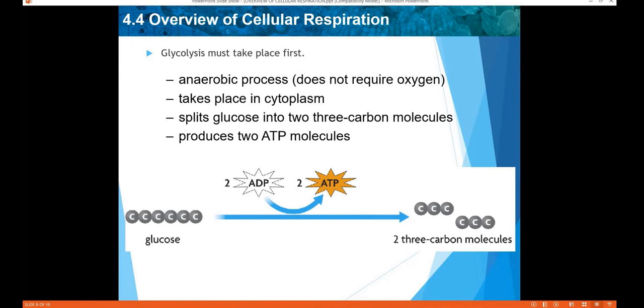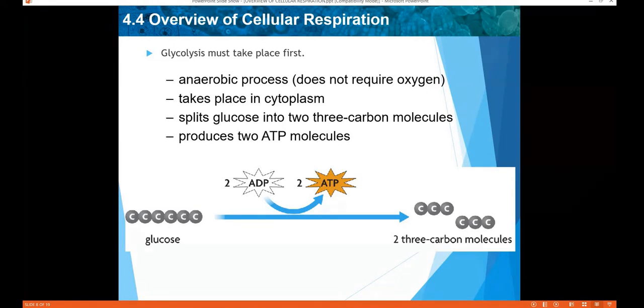What happens during this process? It splits one glucose molecule. You can see the 6-carbon sugar, which is glucose. It is split into 3-carbon molecules. During this process, the energy is released, and it makes 2 molecules of ATP. The energy released during this breakdown of one glucose molecule is how much energy? How many molecules of ATP are released? 2 ATP molecules are released.